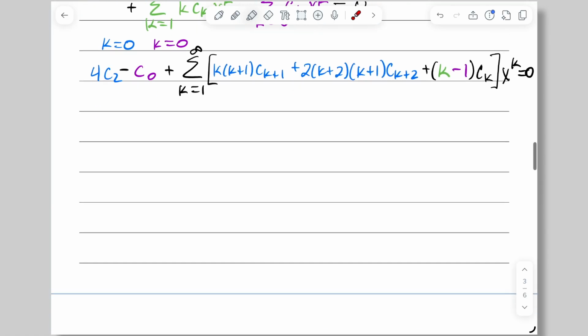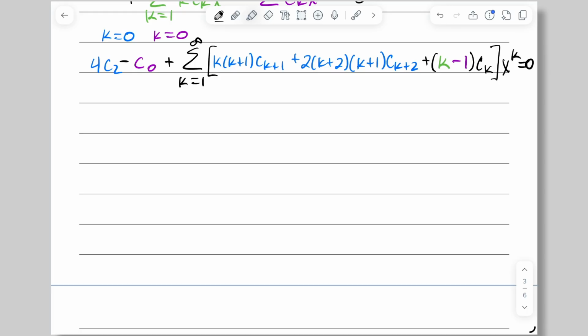From here we can write down a couple of equations. Number 1, c sub 2 is equal to 1/4 c sub 0 by setting the constant terms equal to 0. And then all the coefficients add up to 0.